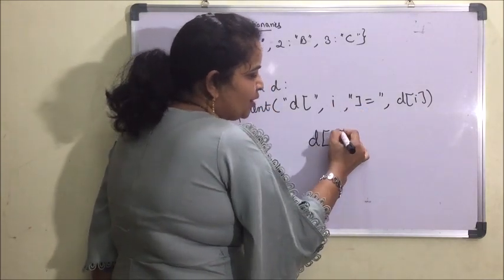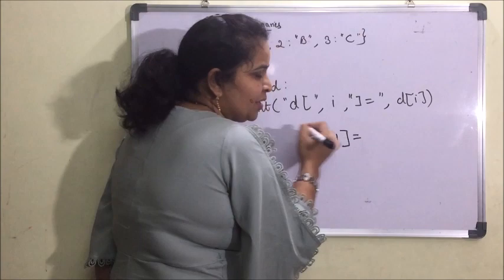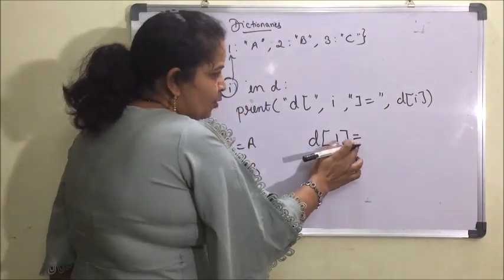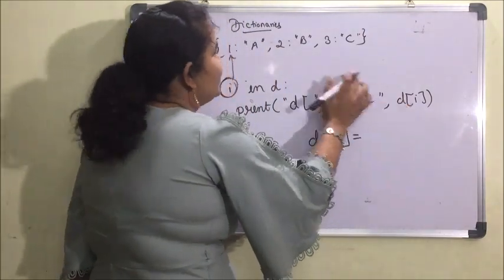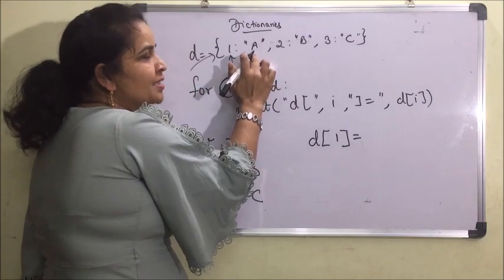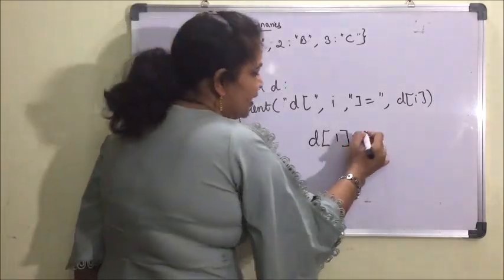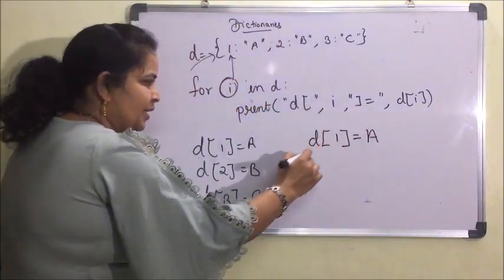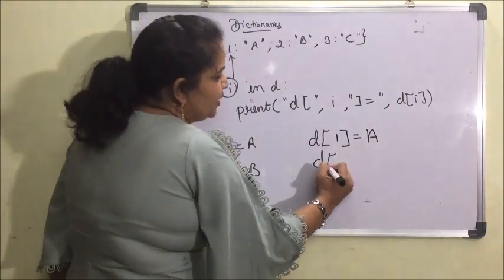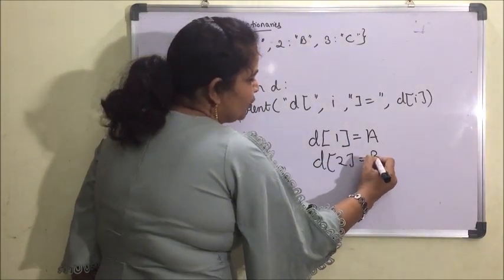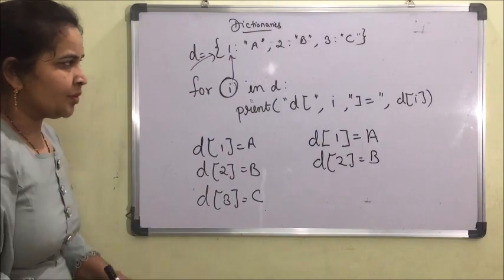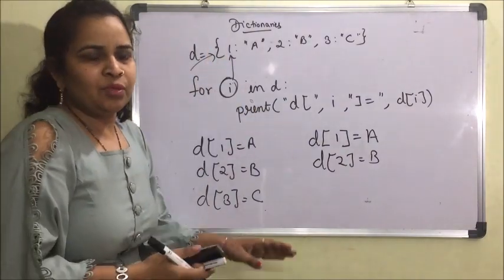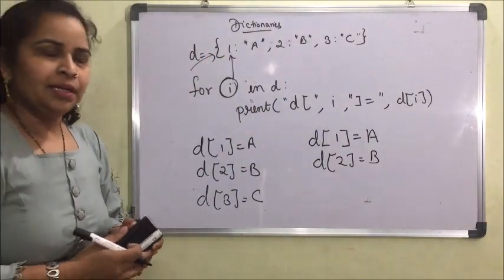After that again inverted commas, whatever we are writing is printed as it is on the screen, equal to D of I, meaning the value at index I, that is index 1, that is A, will be printed. In the next iteration it will print D of 2 is equal to B, and so on. So now we will move ahead with the different methods to create a dictionary.